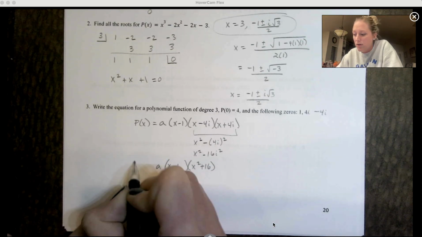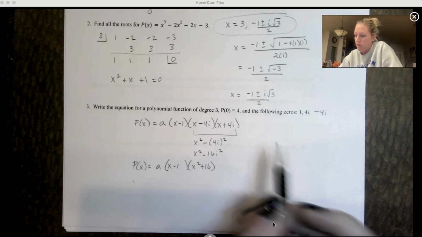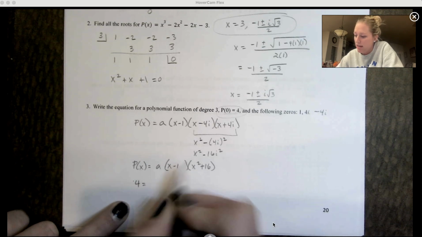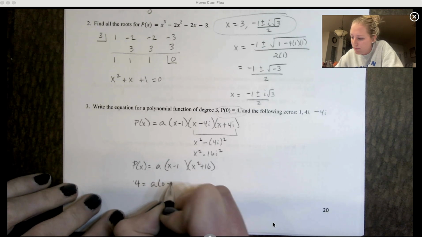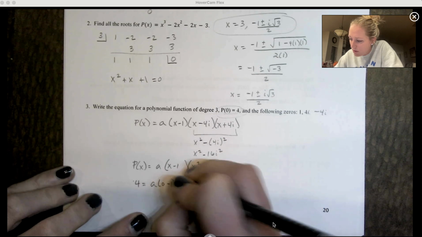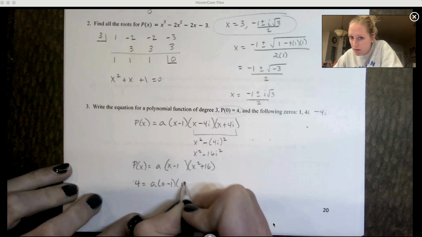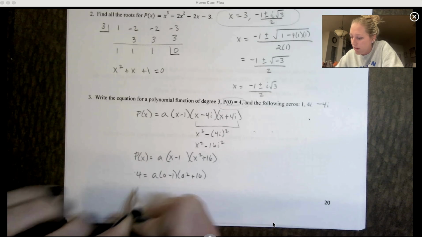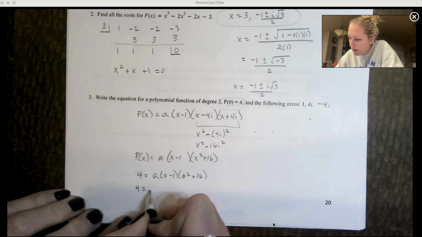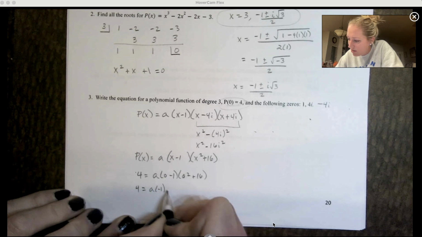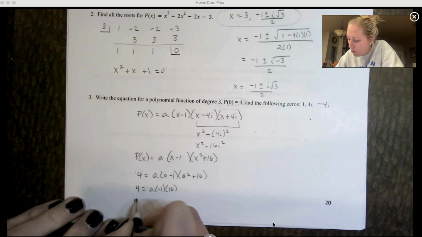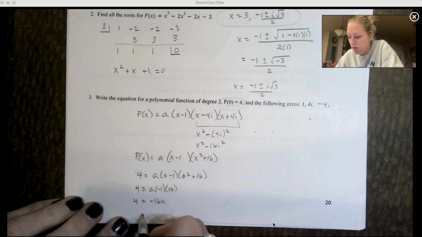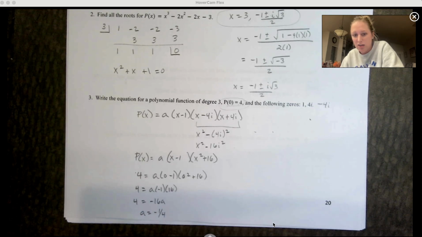Okay, so now they actually want me to find what is the value for a, and that's why they give me this point. So I'm going to put in 4 for p of x and 0 for all the x's. Sorry, 0, not 1. Okay, so if we simplify here, I have negative 1 and 16. So we have 4 equals negative 16a, so a is negative 1/4 when I do that division and reduce.